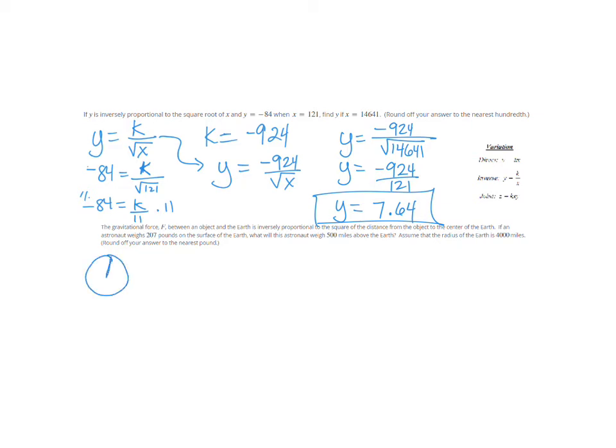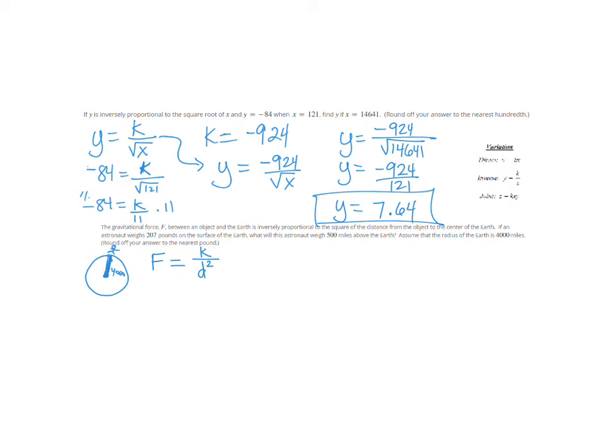Okay, so here's the earth. They tell us that the radius of the earth is 4,000. Got that. And it talks about an astronaut here standing on the surface of the earth, so my astronaut is up here. All right, so let's see what we've got. The gravitational force, F, is inversely proportional, so it's going to be K over the square of the distance. So I'm going to call that d squared. And that distance is to the center of the Earth. That's why they told us the radius of the Earth over there.